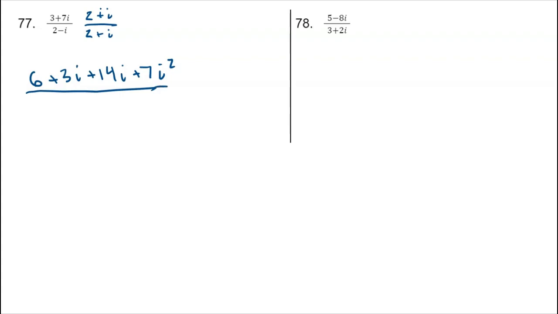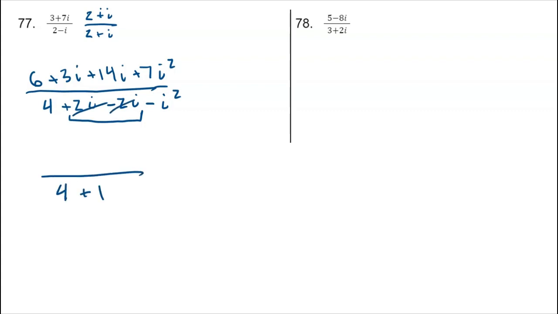Now in the denominator, check this out. 2 times 2 is 4, 2 times i is 2i, -i times 2 is -2i, and -i times positive i is -i squared. The awesome thing about multiplying conjugates is that the inside and outside terms are always going to cancel. So that 2i and -2i reduce to 0. And in the denominator, I just get 4 plus 1. Where did I get the plus 1 from? Remember, i squared is -1, so -i squared becomes a positive 1. And that's why I get a final number 5 in the denominator.